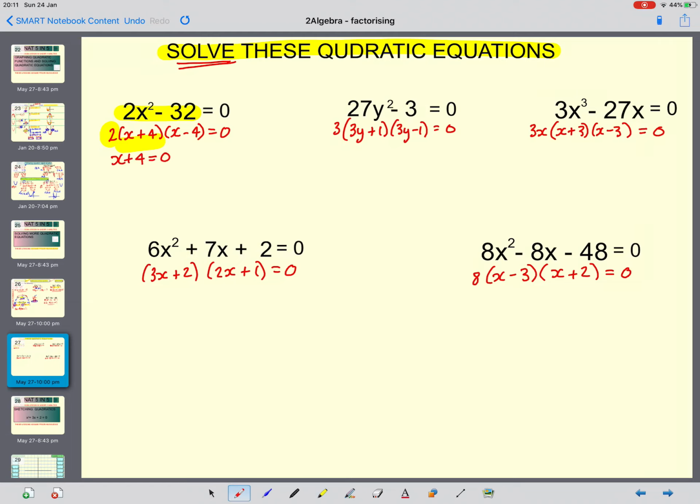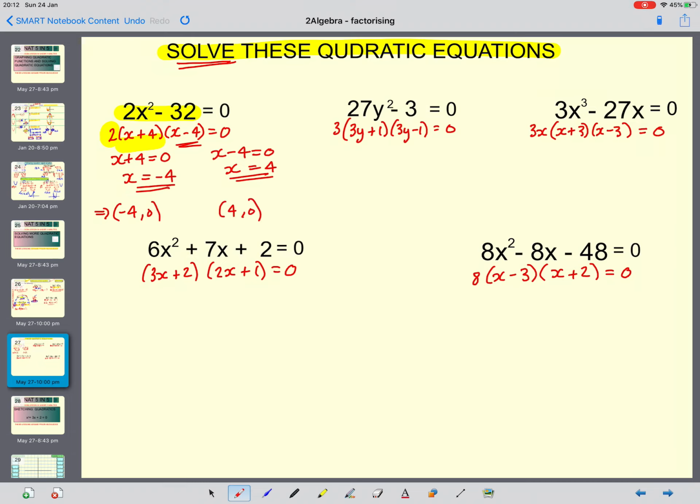So x add 4 equals 0. Sorry, I can't speak just now. So x equals negative 4. Next one, we've got x take away 4 equals 0. So x must equal 4. Okay? And that's you solving them. You could go one further step and just write what the coordinates would be then. So it would be negative 4, 0 and 4, 0.